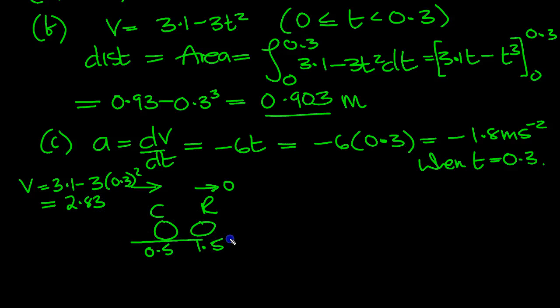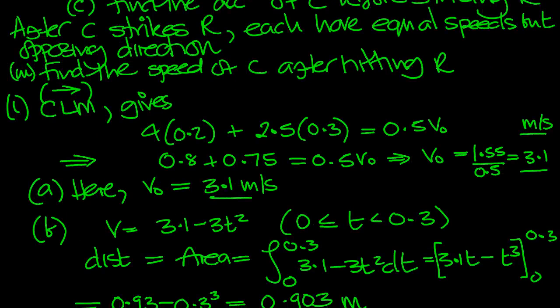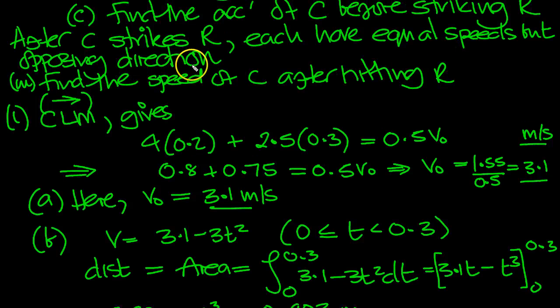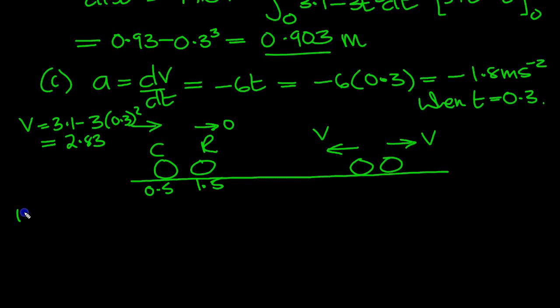After the collision, we're told that they're moving with equal but opposite speeds. So this one must be moving away in this direction with speed v, and this one moves with speed v in that direction. So let's go back to the question. Each have equal speeds but opposing directions. Find the speed of C after hitting R. Okay, part 3.